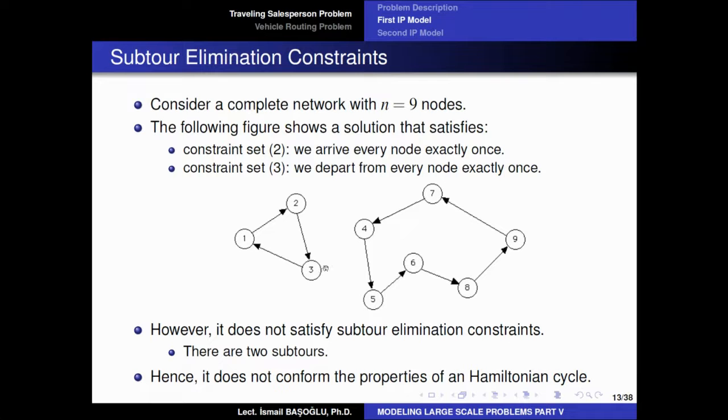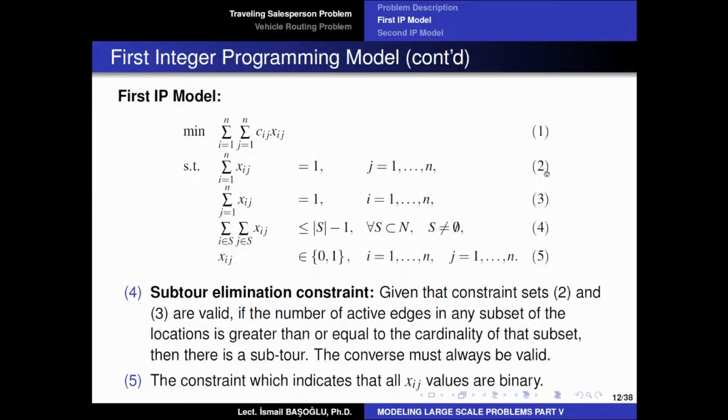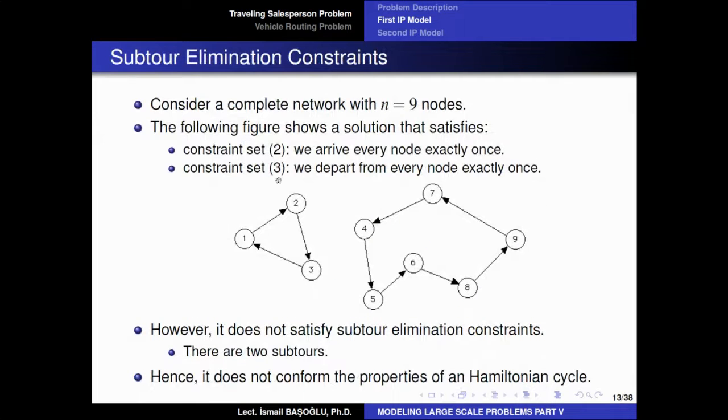Now you see, when you think about the second set of constraints and the third set of constraints here, these sets of constraints are satisfied in this feasible solution. But this feasible solution is not a Hamiltonian cycle. Let's just imagine you have 9 nodes in your network diagram. As you can see, every node has a single active incoming arrow and single active outgoing arrow. This is true for all nodes in our network diagram.